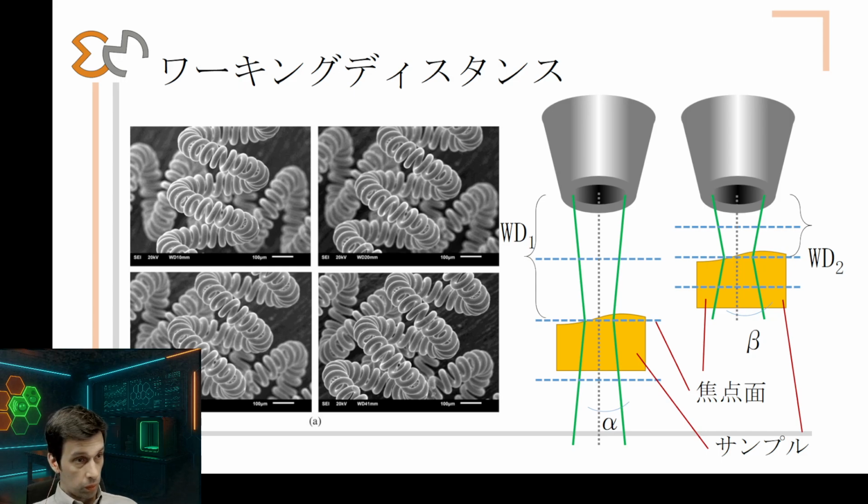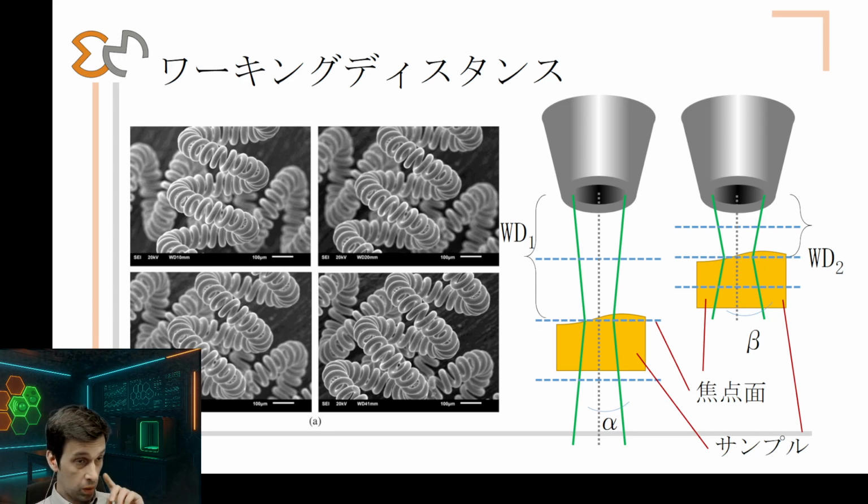A few more considerations. One is about the working distance. As I mentioned before, working distance is the distance between the surface of the sample and the lens, basically. It's important to consider this, because the longer the working distance, the wider the area that we can keep in focus.